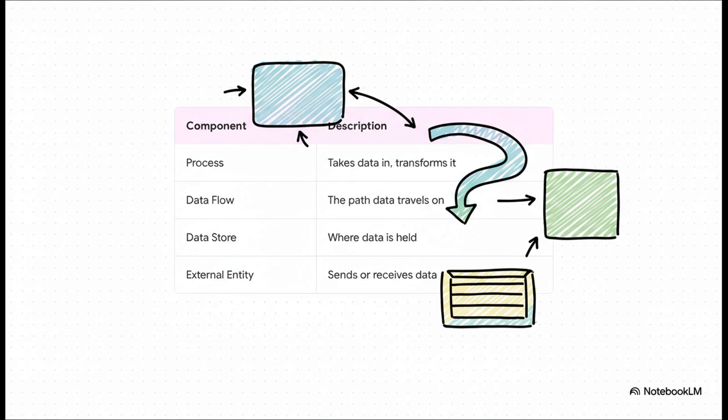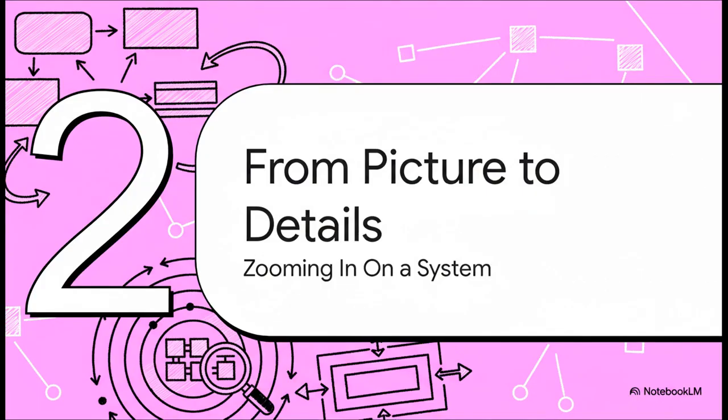The process, that's the rounded rectangle, is where something actually happens. It changes the data. The data flow is the arrow. That's literally the road the data travels on. The data store, the open rectangle, is like a filing cabinet where data hangs out for a while. And finally, the external entity, the square, is anyone or anything outside our system that either sends us data or receives it, like a customer. So with just those four symbols, we can map out pretty much anything.